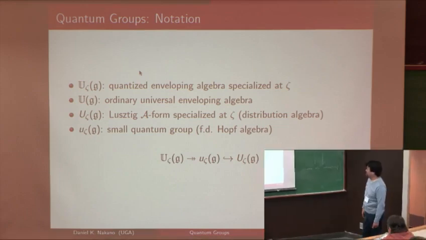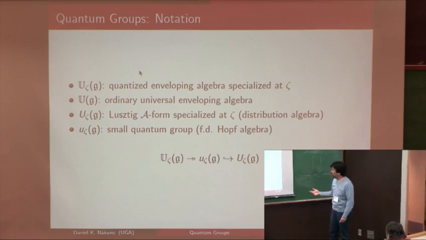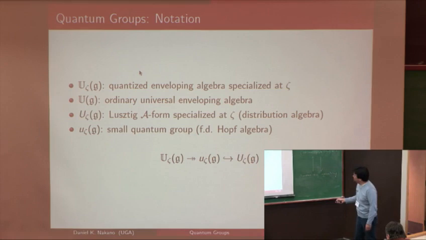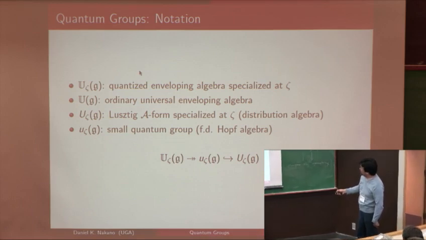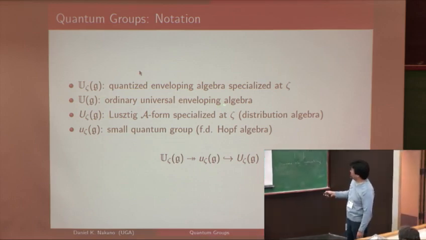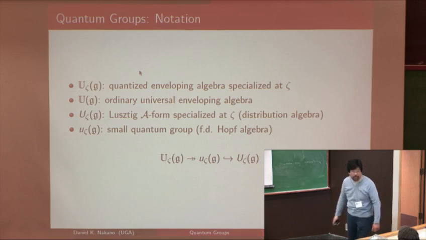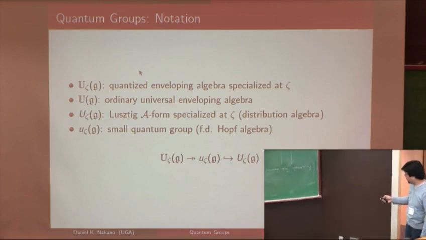Now, the other player that we're going to have in this talk is what's called the small quantum group. Whenever you have a root of unity, you have a finite dimensional Hopf algebra, which is going to sit inside of the Lusztig A form specialized at zeta. This is like taking the divided powers up to L minus 1, for example. So we have this small finite dimensional Hopf algebra, not necessarily co-commutative, sitting inside of here. And it turns out to be the quotient of the quantized enveloping algebra, and it sits inside of this Lusztig A form. This will be an important player in the game.